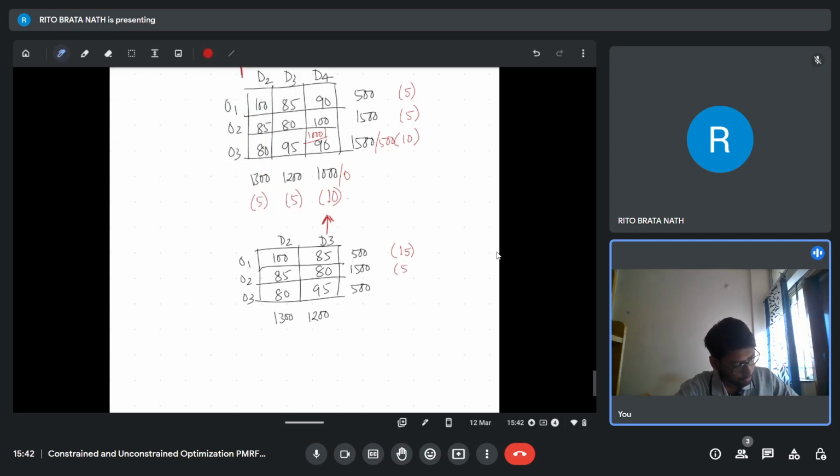Yeah, first one will remain as 15. Next one will be 5. Third one will be 15. This one, column wise, this will be 5. This will be 5, right? So 15 is again the maximum, and you can again pick one randomly. So let me pick this row. And the minimum one here is 85, and you can allocate 500 there, right?